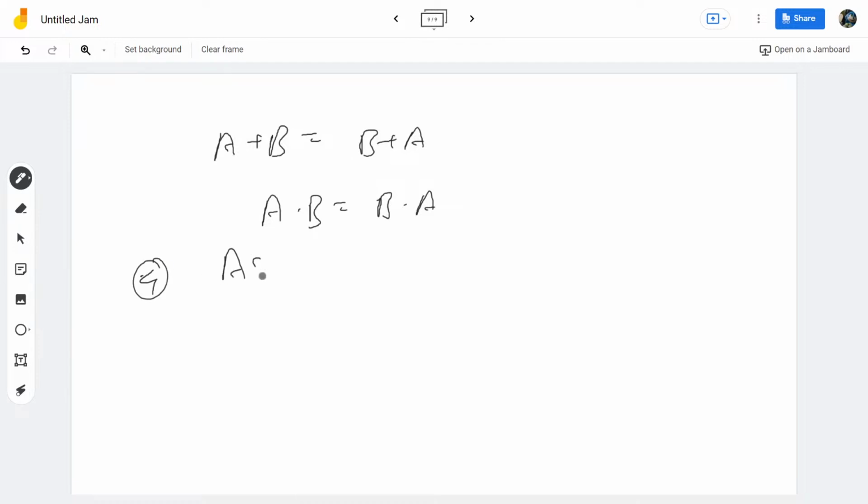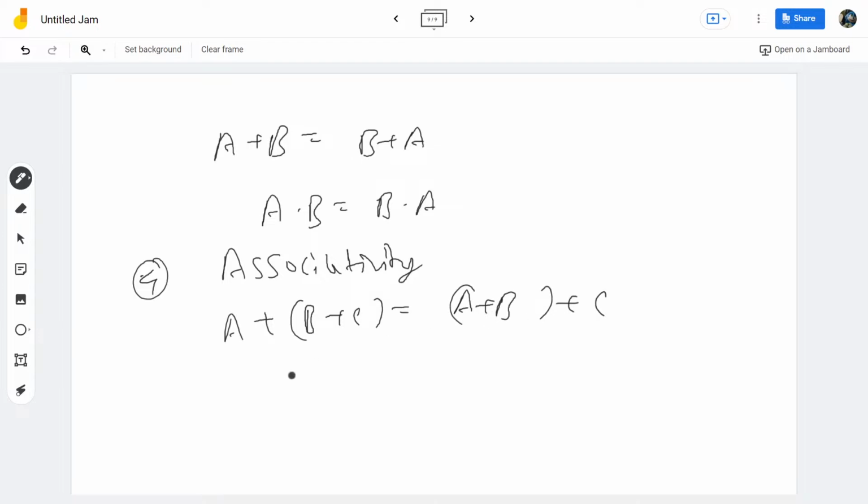Next rule is associativity. So associativity says a plus b plus c is equal to a plus b plus c, grouped differently, and a times b times c is equal to a times b times c, grouped differently. So this is the associativity rule that we can apply.